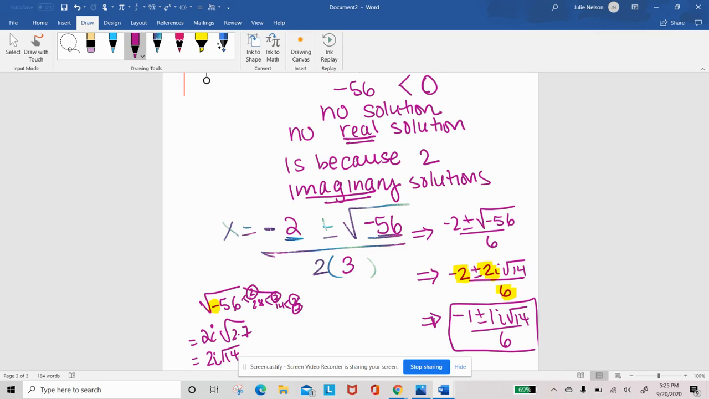Now, these are not going to be real solutions. These are what we call imaginary solutions because it has the letter i, and it's a completely different number system. We'll be discussing this a little bit more the next time I see you.